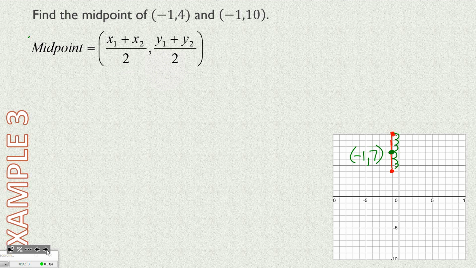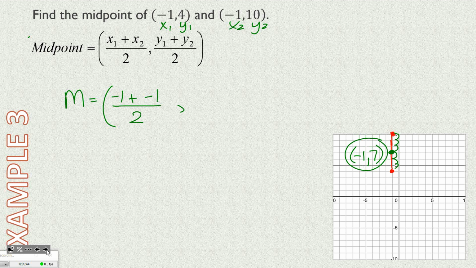All right. So even though we could tell that this midpoint is going to be the point negative 1 comma 7, let's use the formula to show algebraically how we got it. We'll call this x1, y1, x2, y2, and it doesn't matter which point you call which. And then if we plug in, the midpoint is going to be x1 plus x2. So x1 is negative 1, x2 is negative 1 as well. So negative 1 plus negative 1 divided by 2, comma, y1 is 4, y2 is 10, so 4 plus 10 divided by 2.